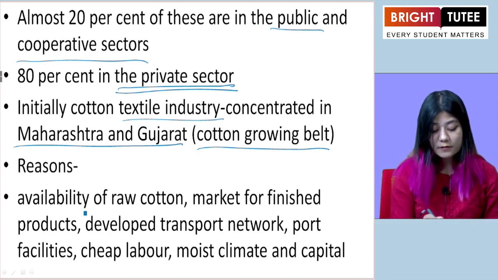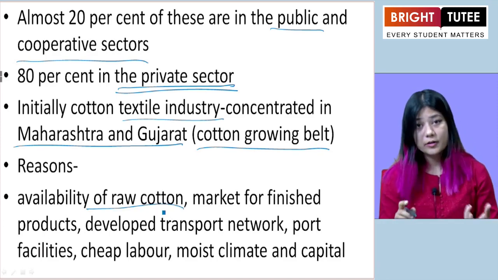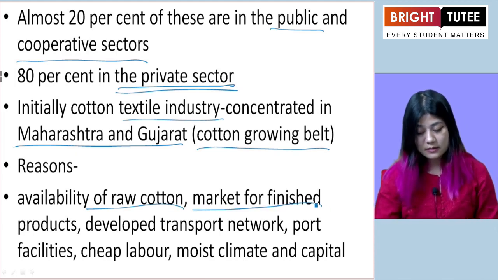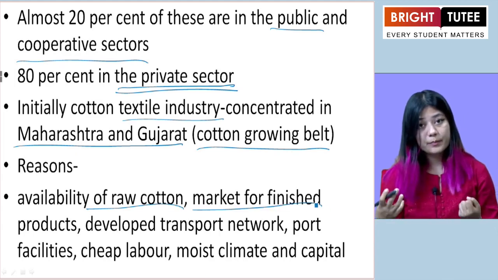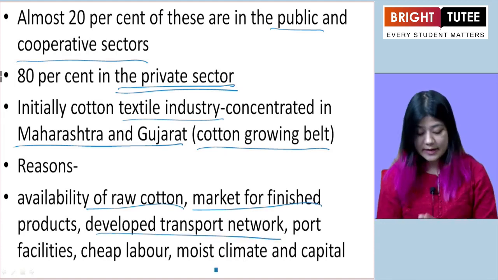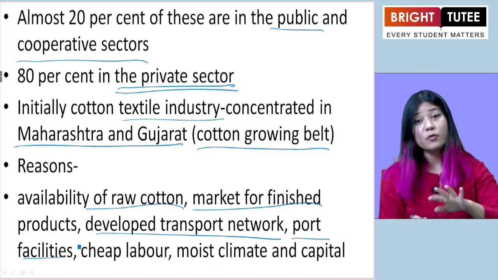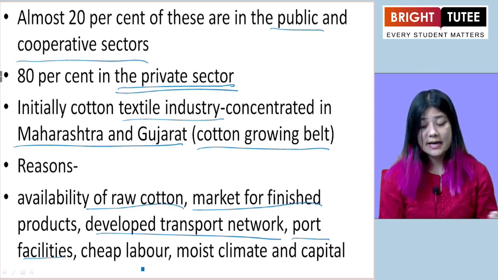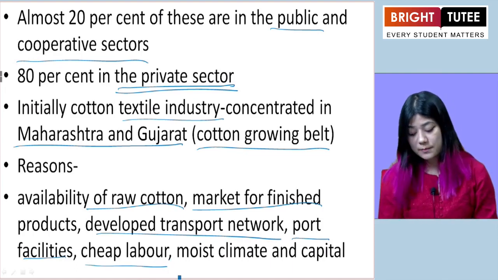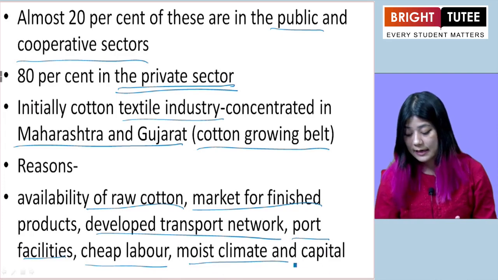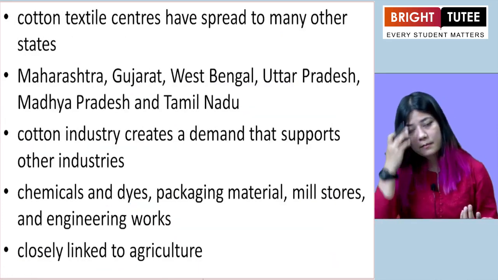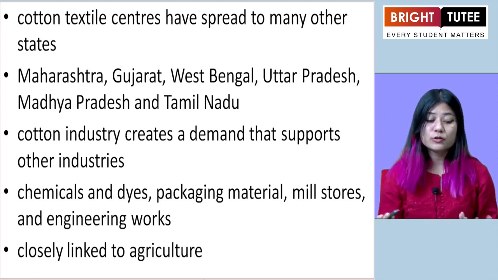It's because of the availability of raw cotton, the raw material, availability of a market after the goods were produced, and the developed transport network in these areas. Port facilities were also available, because it's close to the sea, right? The labor was cheap, the climate was moist, and capital was also available. Money or investment was also available.